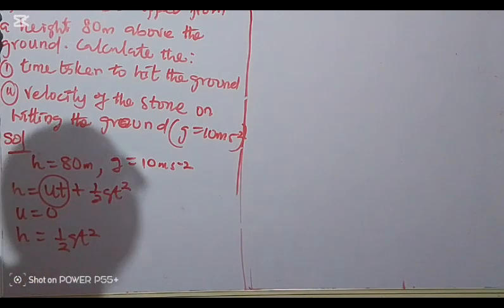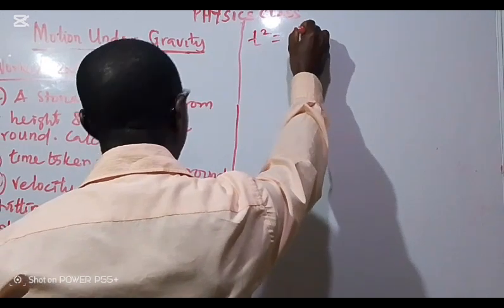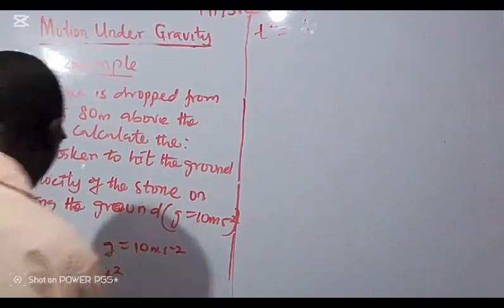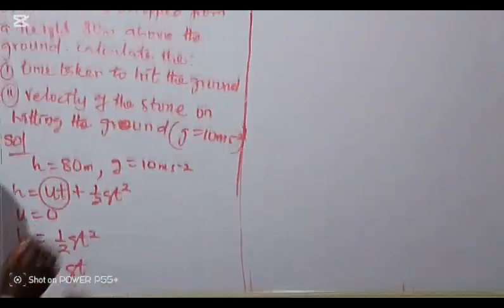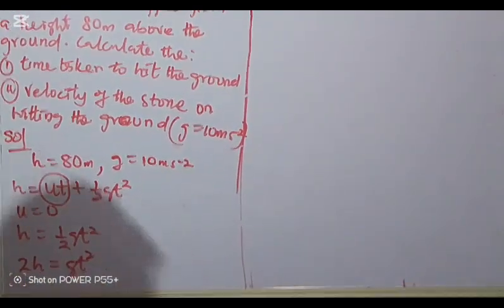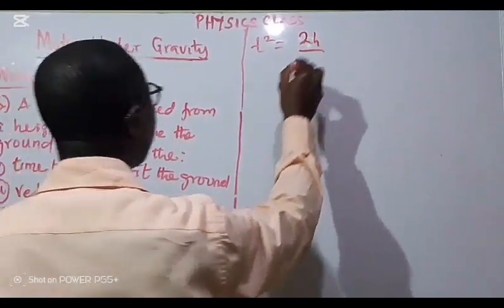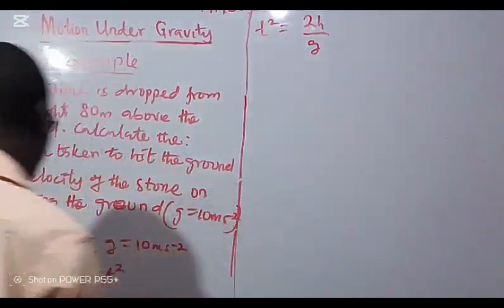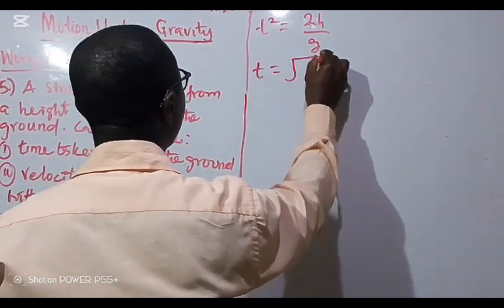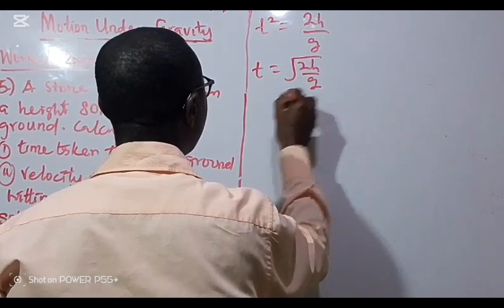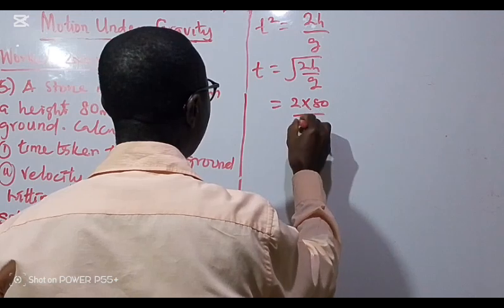So from there, we can now say t squared will be equal to, let's cross multiply here. That's 2H is equal to gt squared. So t squared now will be equal to 2H over g. If that is the case, then t is equal to the square root of 2H over g. Our H is 80, divided by 10.